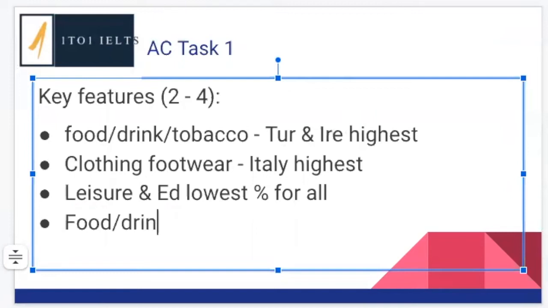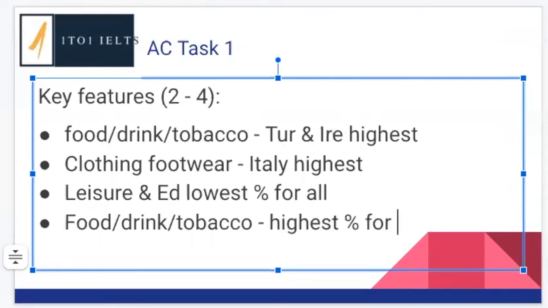Food, drink, tobacco, highest percent for all. Okay, so if we look at this, we've got 4 key features. Do we want any more? Nope. So this is sufficient.